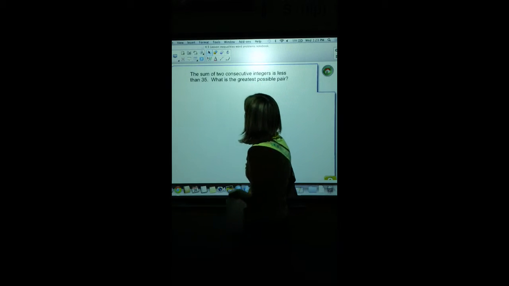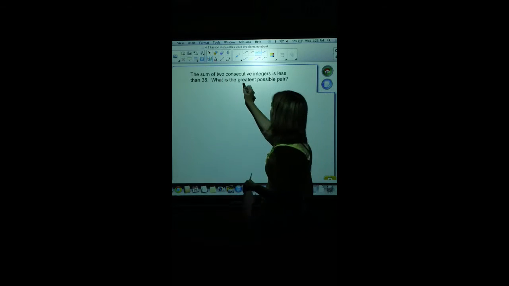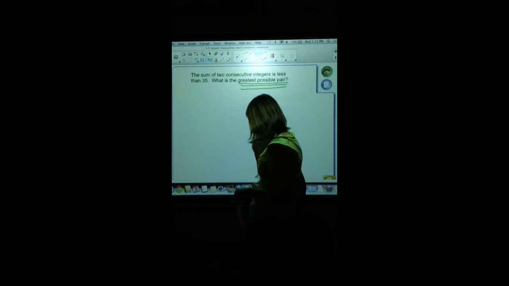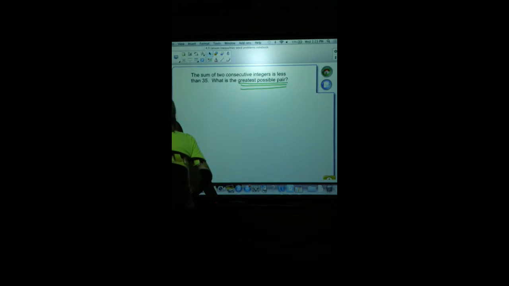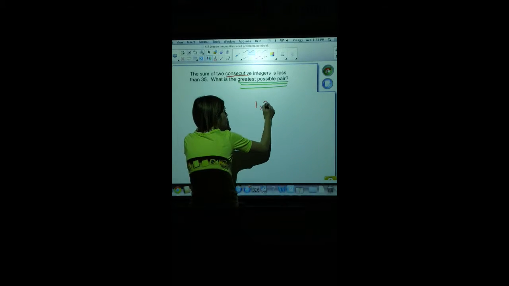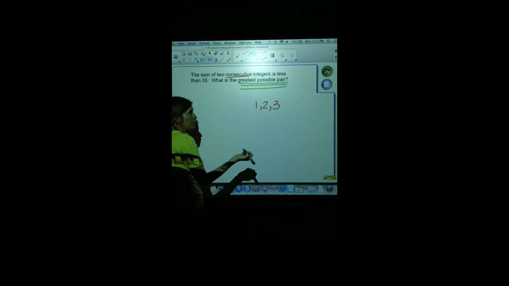Try another one. The sum of two consecutive integers is less than 35. What is the greatest possible pair? Okay, so this question asks for more than one thing, so we have to be very, very careful. How about we talk about the integers for a second? If they are consecutive integers, they are like 1, 2, 3. They're right next to each other.